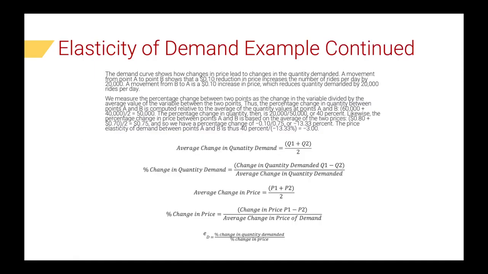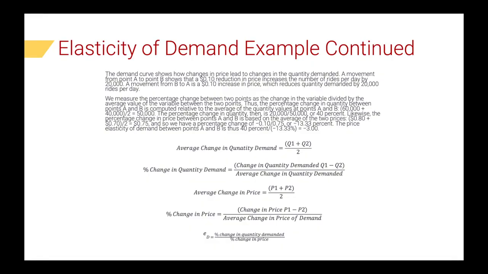The demand curve shows how changes in price lead to changes in the quantity demanded. A movement from point A to point B shows that a 10-cent reduction in price increases the number of rides per day by 20,000. A movement from point B to point A is a 10-cent increase in the price, which reduces the quantity demanded by 20,000 rides per day.